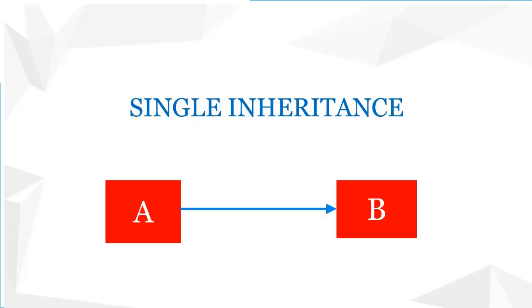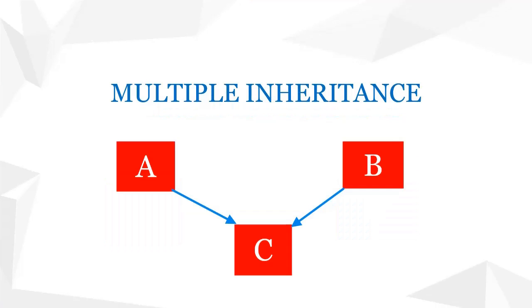Now, let us get into multiple inheritance. Multiple inheritance is nothing but drawing properties from two classes to a single class. That is, we are inheriting the properties of class A and class B to class C. Here we have two parent classes and one child class. In the picture shown here, we have A and B as parent classes and C as the child class.